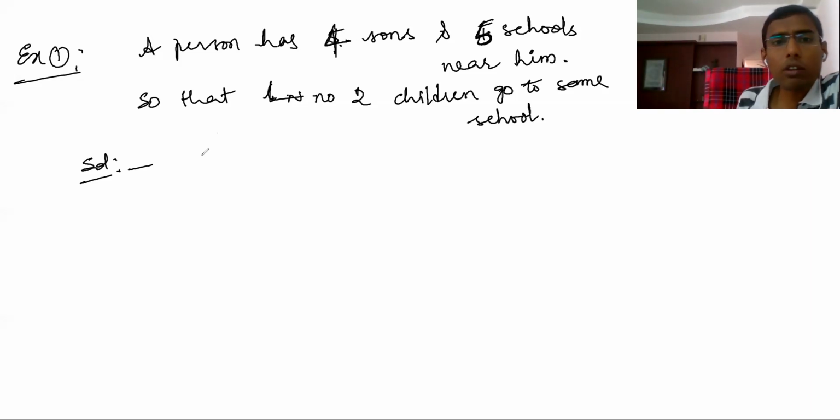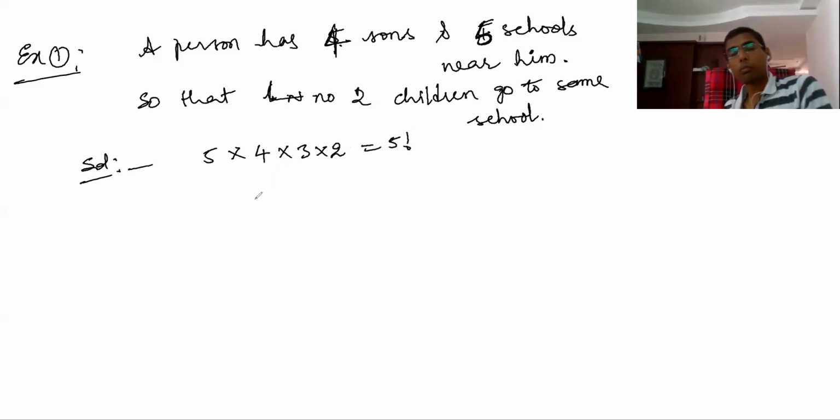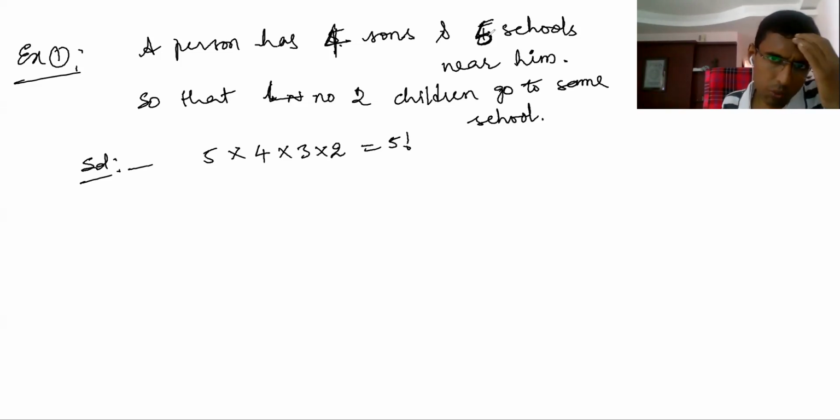First son, you can put in any one of the 5 schools. Second son, you can put in any one of the 4 schools, because the school which you joined the first child to should not be joined by the next child, right? First child you sent to one school, that school you should keep aside because no 2 children should go to the same school, right? So second child 4 ways, 4 schools. Third child only 3 schools left now, 3 ways. Fourth child only 2 schools left. That is nothing but 5 factorial only. So what happened here? Here 4 sons you arranged in 4 schools. That means 1 school is left. 1 school you did not send any child to. Okay, 1 school is left here.